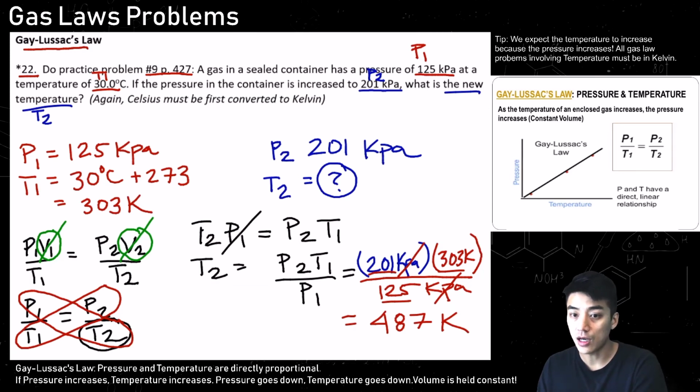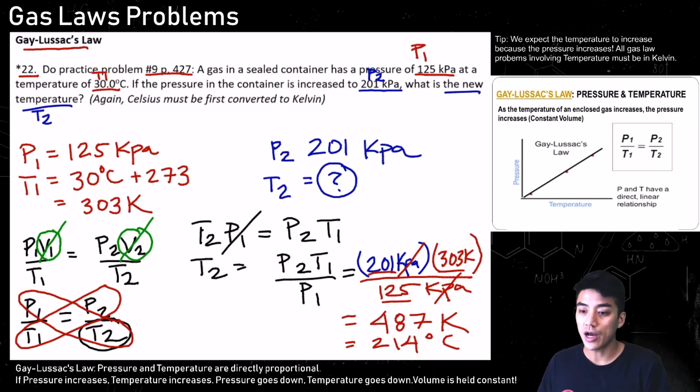And it's apparent that, yes, the temperature has gone up. It's gone from 303 to 487 Kelvin, which is what Gay-Lussac's law describes. It's the direct proportional relationship between pressure and temperature. One of them goes up, the other one should also go up as well. And if you were to change it, just subtract 273, and you get 214 degrees Celsius for this problem.